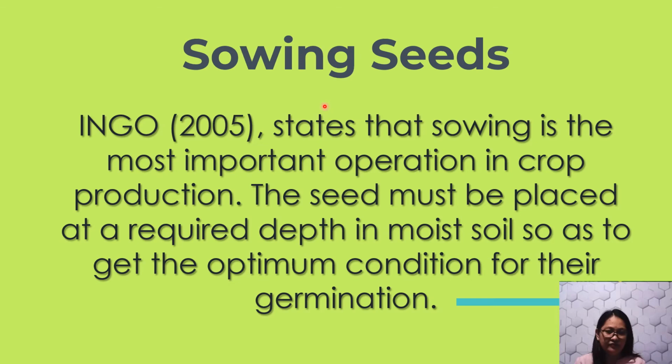Sowing seeds. INGO 2005 states that sowing is the most important operation in crop production. The seed must be placed at a required depth in moist soil so as to get the optimum condition for their germination. Seeds must be sown at proper depth and should be properly covered with soil so as to get adequate moisture for its germination.